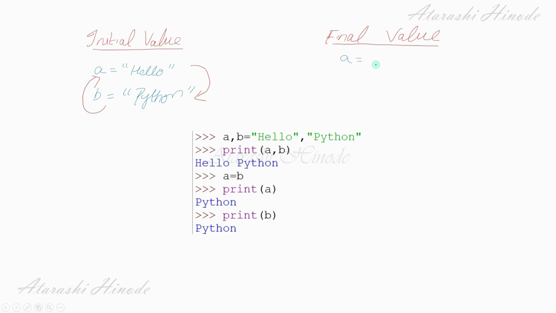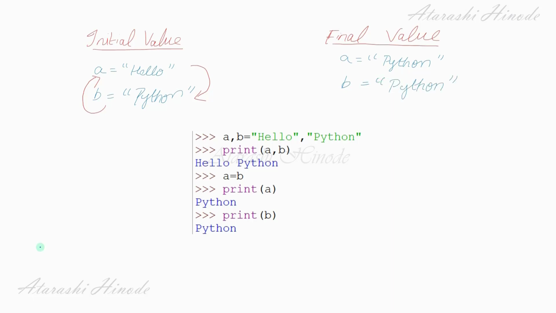So we could assign b's value, that is Python, to a. So a's current value became Python. But unfortunately, we couldn't assign hello, that is a's initial value, to b. So what happened was, both the variables a and b contain the same value, that is Python.